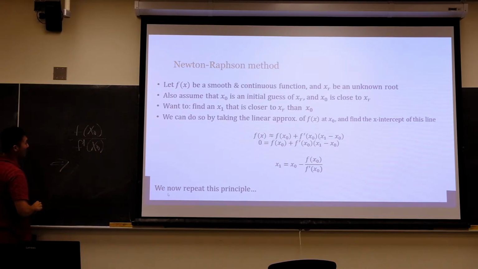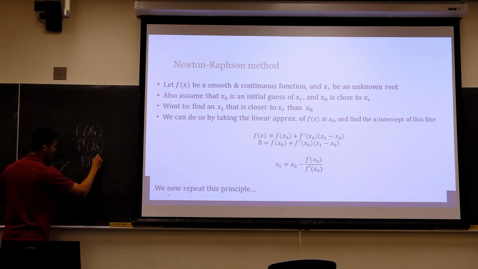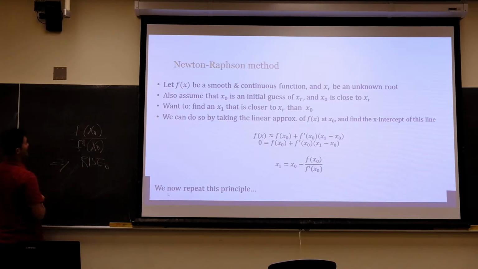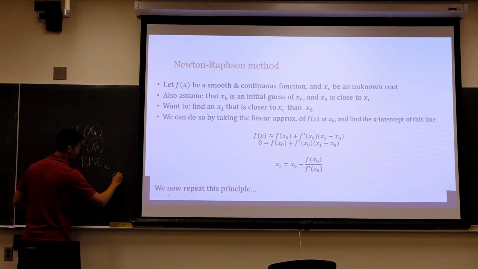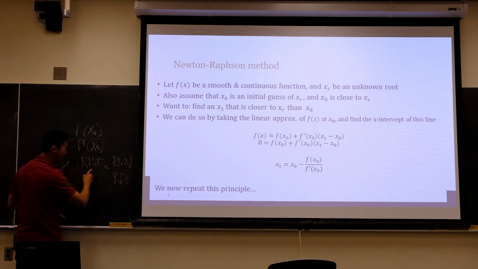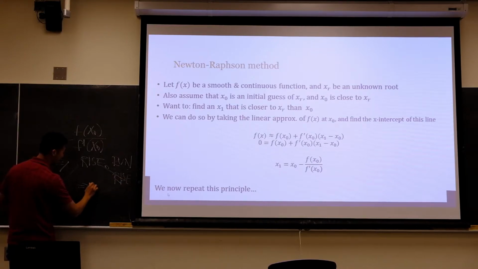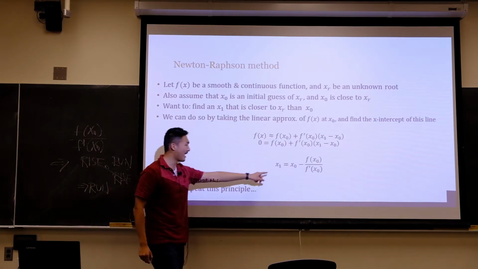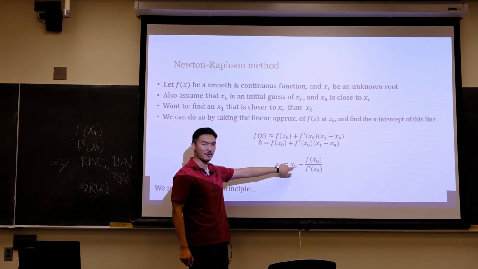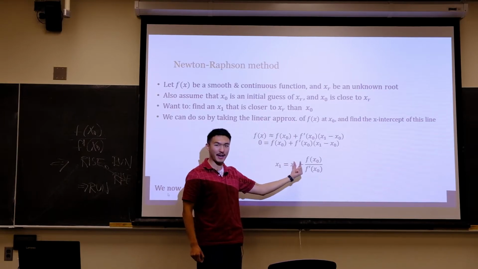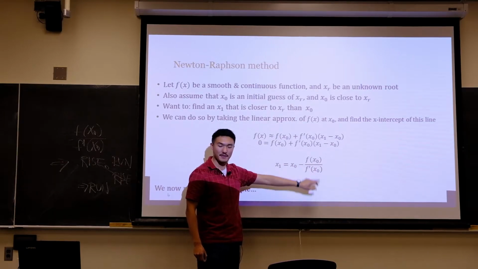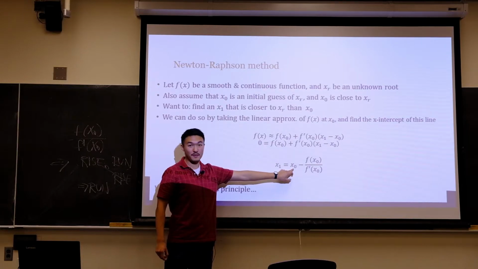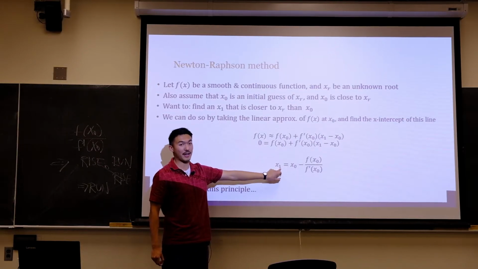Essentially, this is equivalent to a rise times a run over rise. So these two canceling, we are left with simply a run, a change in the x-axis. So we're saying that x1 equals the initial x naught minus a delta x, a run. So we're just going to use this over and over and over again to find a better x.